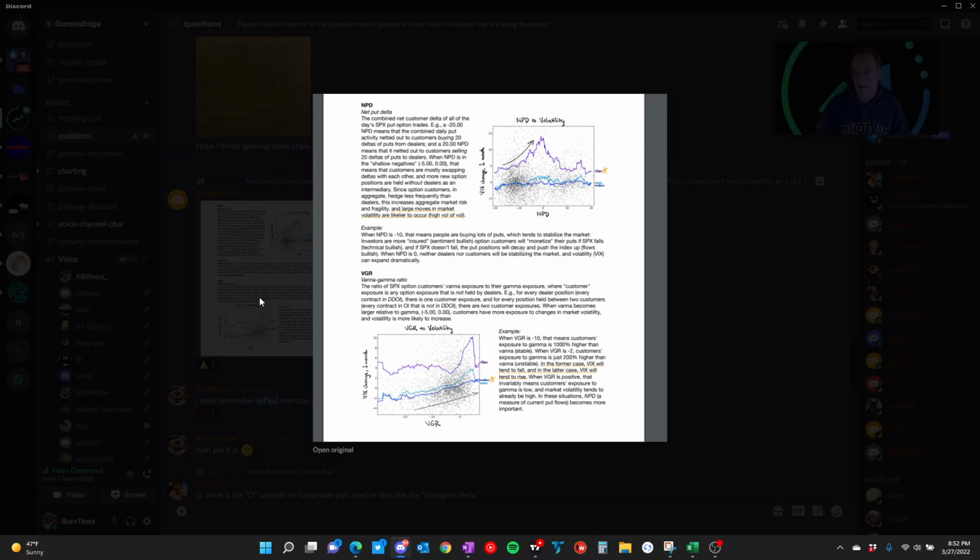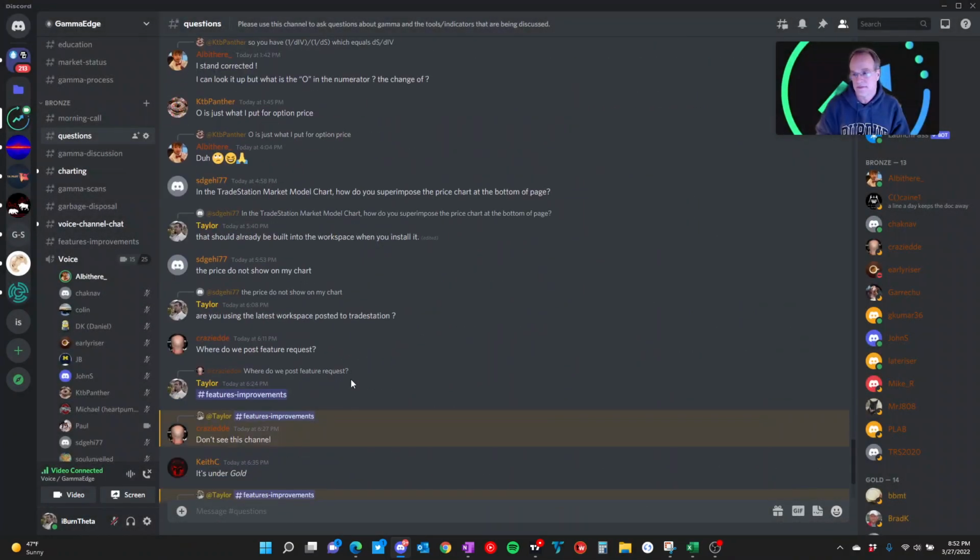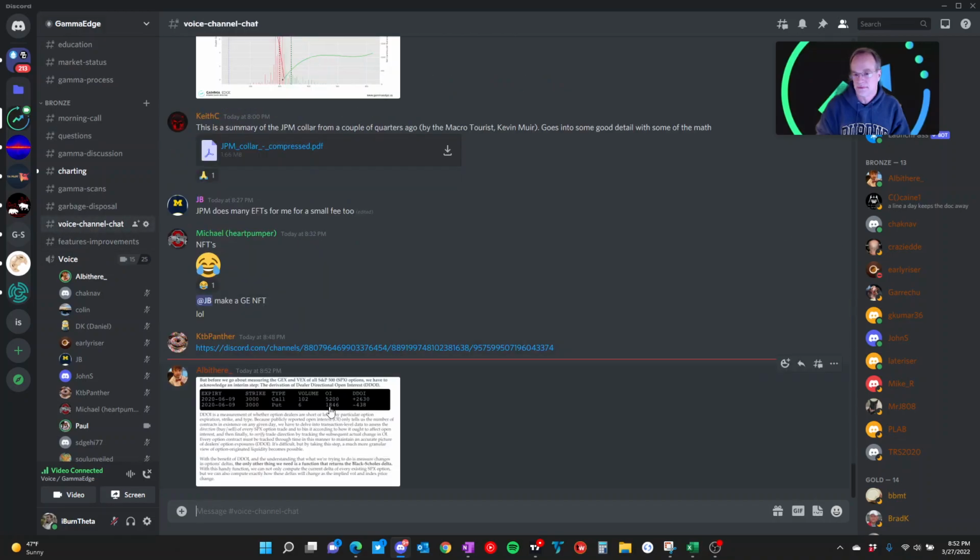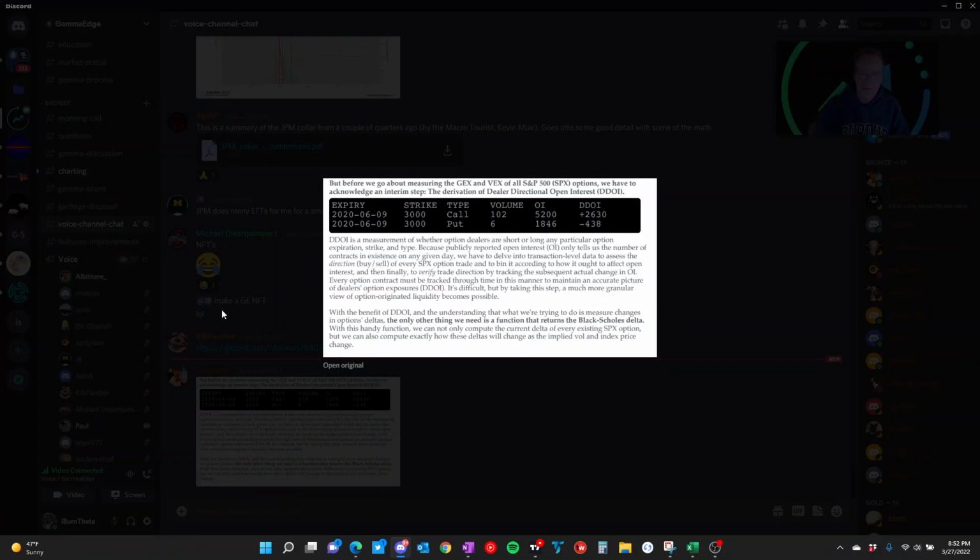I just posted another little paragraph which I found in the famous implied order book PDF by Squeeze Metrics, where he talks about DDOI. He says it's a measurement of whether option dealers are short or long any particular option expiration strike. Because publicly reported open interest only tells us the number of contracts in existence on any given day. We have to delve into transaction level data to access the direction, buy or sell, for every SPX option trade, and that's the holy grail. That's what we want. On which side are they?